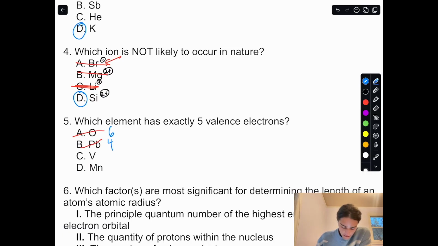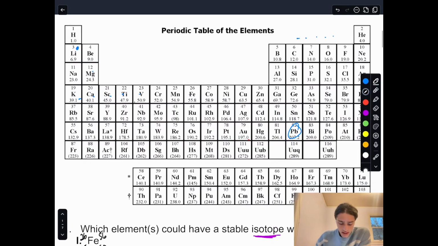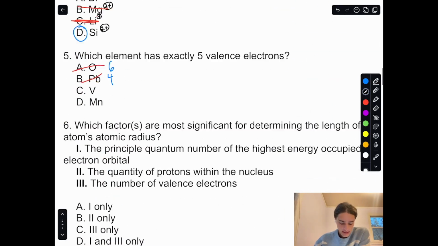V is vanadium, and it's right here. So this would have 1, 2, 3, 4, 5 electrons, 5 valence. So that's going to be our answer.